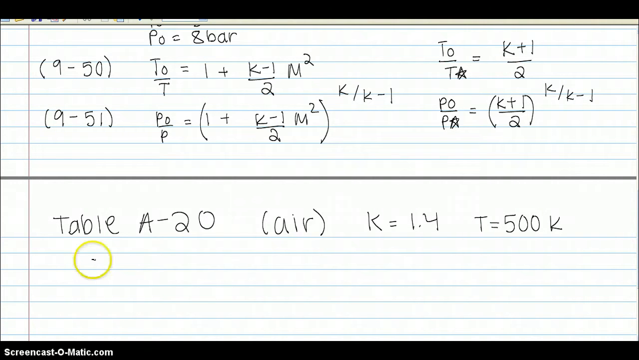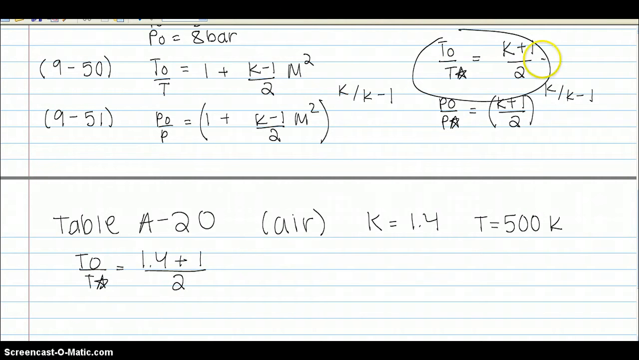So now we're going to take our equation T naught over T star is equal to 1.4 plus 1 over 2. And you get that from this equation up here. All you're doing is you're plugging in your value of 1.4. And then you're going to plug in the T naught, which is given in the problem at 500 Kelvin. Now doing this, you can solve for T star by rearranging, and you get T star to be 418 Kelvin.